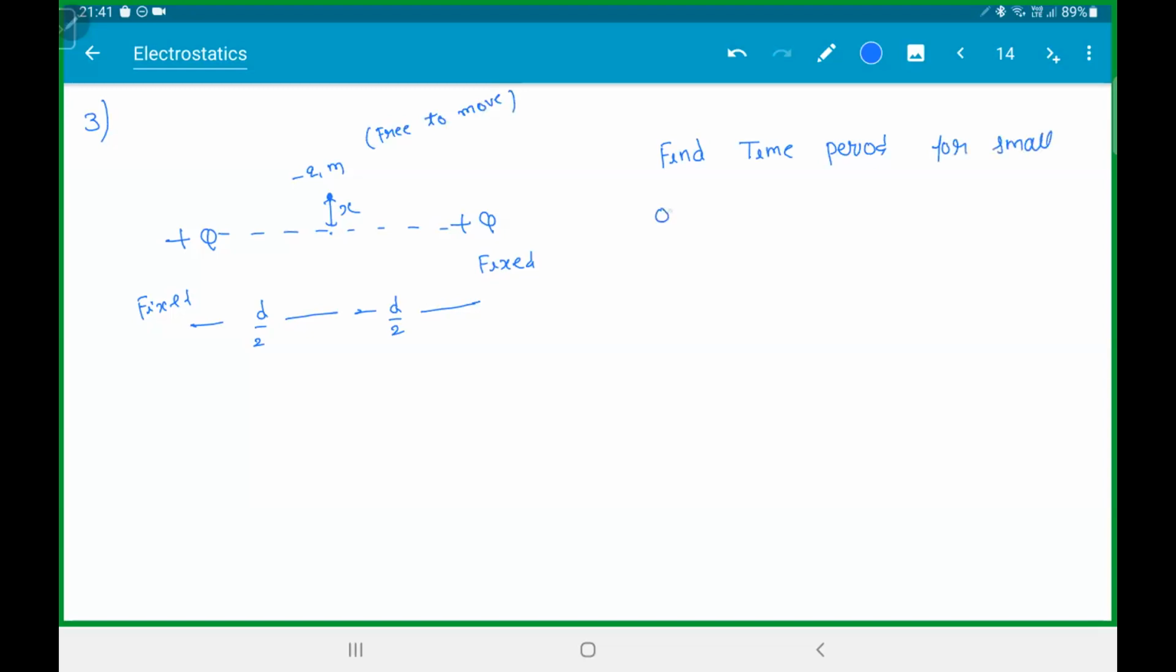So you took a minus Q charge at the perpendicular bisector, you displaced it. A negative charge displaced along the perpendicular bisector. x is much less than d. Get it? Told you, if I say there is a force, your entire mechanics will come.